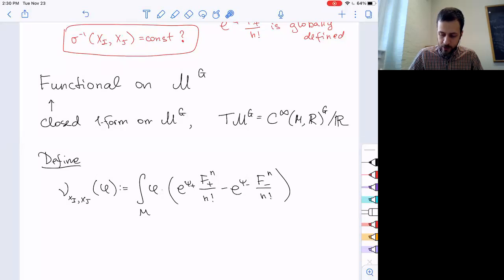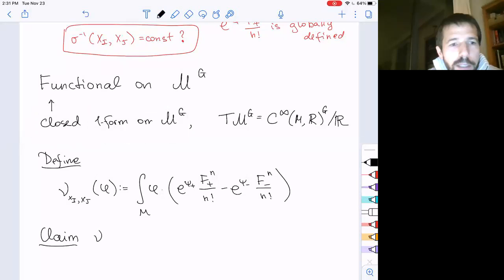So let's see. To upgrade this closed one form to a functional, we need to check that it's closed, and this is sort of the key computation which you have to go through. I'll just leave it as a claim.